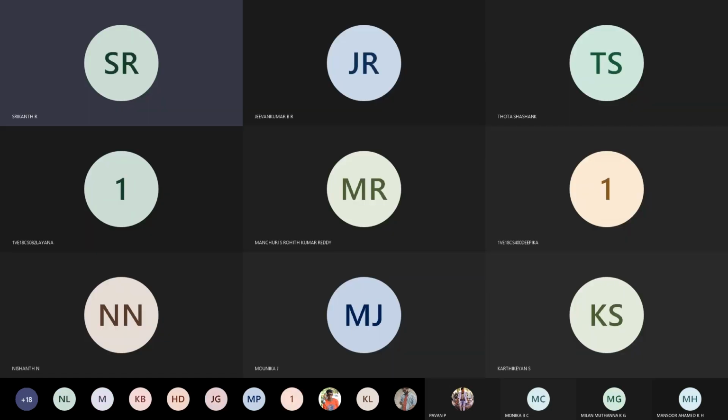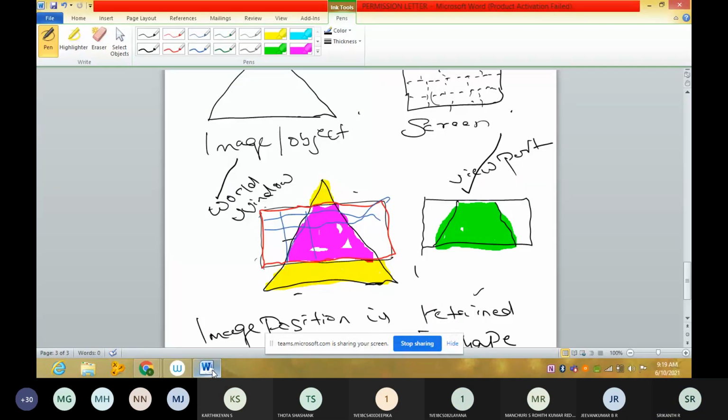So guys, with respect to the geometric object, when we are moving the geometric object from the world coordinates to the viewport, from the world window, look here. When we are moving the geometric object, is the screen visible? Is the screen visible, Manoj? Yes, sir. Okay.